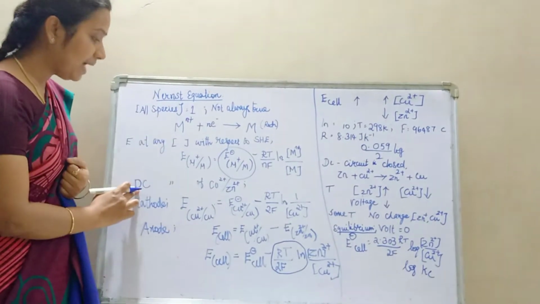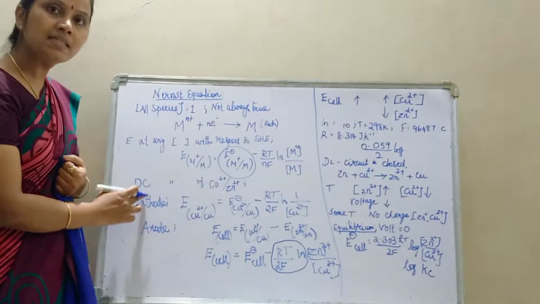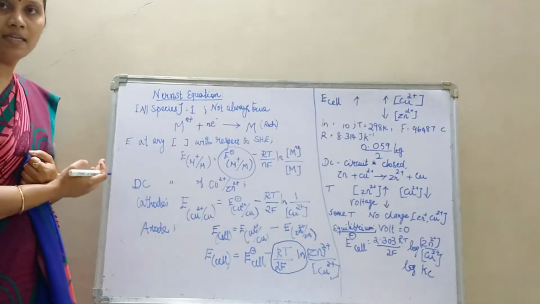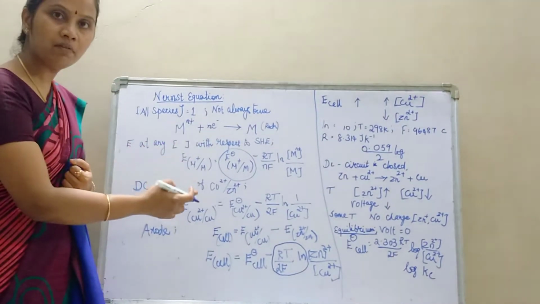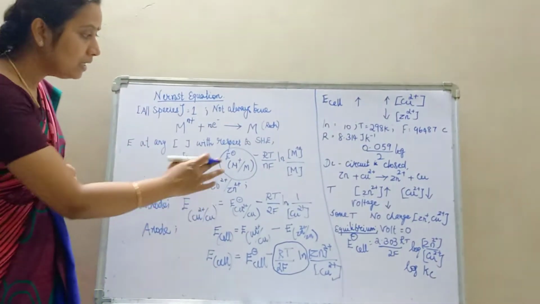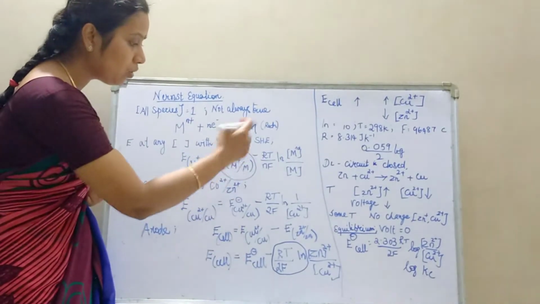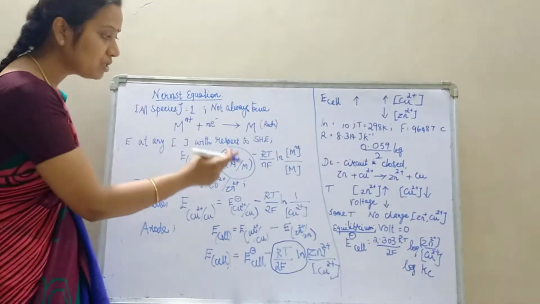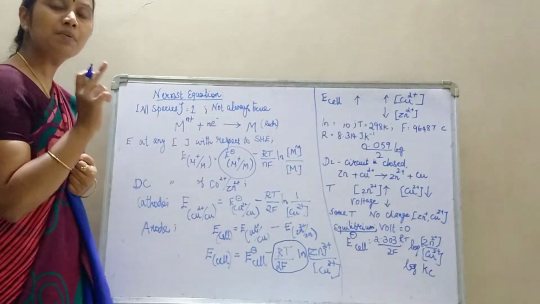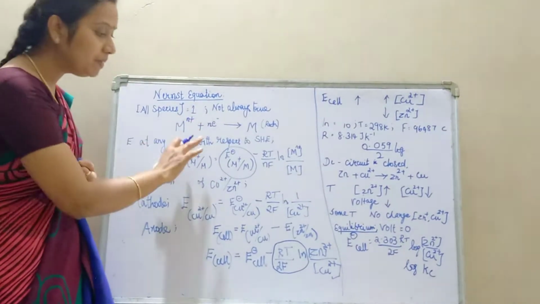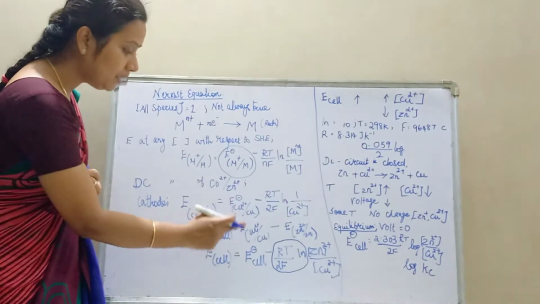Suppose I have a Daniell cell. The Daniell cell will have copper sulfate and zinc sulfate, so the ions involved will be copper and zinc. So this is a common reaction. I am going to rewrite the common reaction with oxidation reduction, which I have expressed as M^n+ and M, and M will be replaced by copper and zinc.